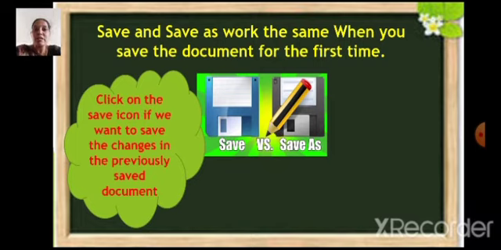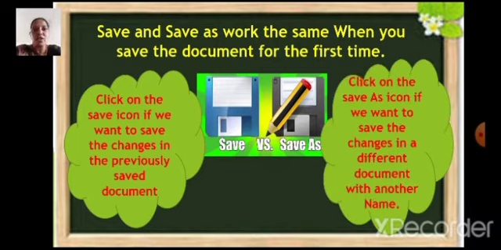If you need to save the changes in a different file or in a different document with a different name, you can use Save As. For example, one sentence you will type, after that you will add another sentence. If you need that sentence to be saved directly, you can click on Save. But if you don't want that sentence to be saved in the same file, if you wanted to create a new file with both the sentences, you can click on the Save As option.